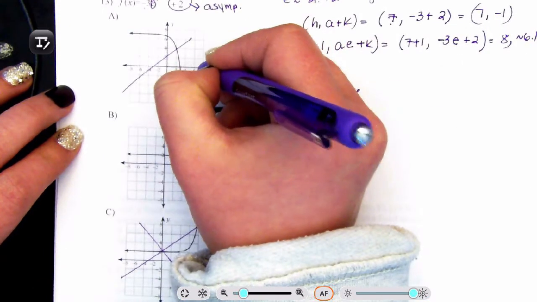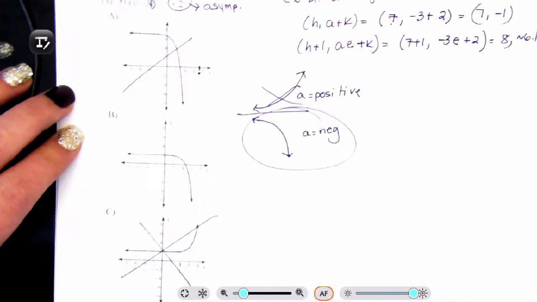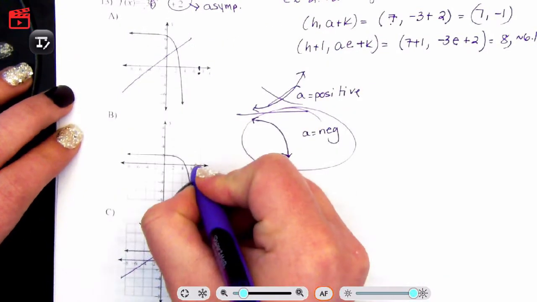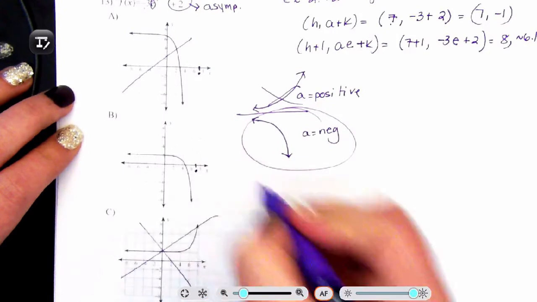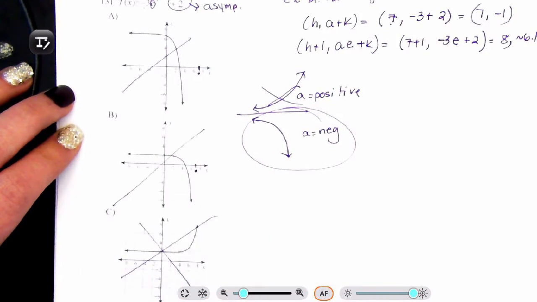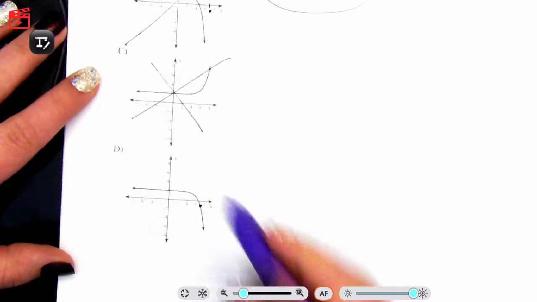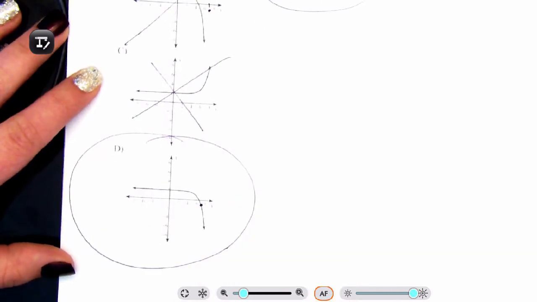So positive 7, negative 1, there should be a point there. There's nothing there. Positive 7, negative 1 should be a point here, nothing there. Positive 7, negative 1, there should be a point here, and there is. So that means our answer is D.